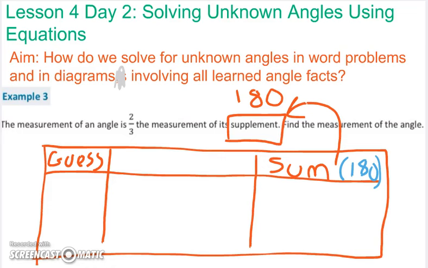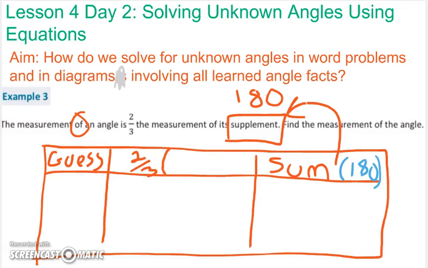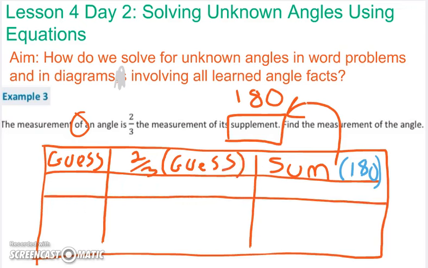Well, we're trying to find the measurement of an angle is 2/3 the measurement. Well, we're dealing with a fraction of 2/3. Of means to multiply, so we will multiply 2/3 by our guess. Now if you're sitting there thinking, what in the world are you talking about, Mr. Lovers? Well, let's take a guess of what we think the answer might be. So let's try 60 first.